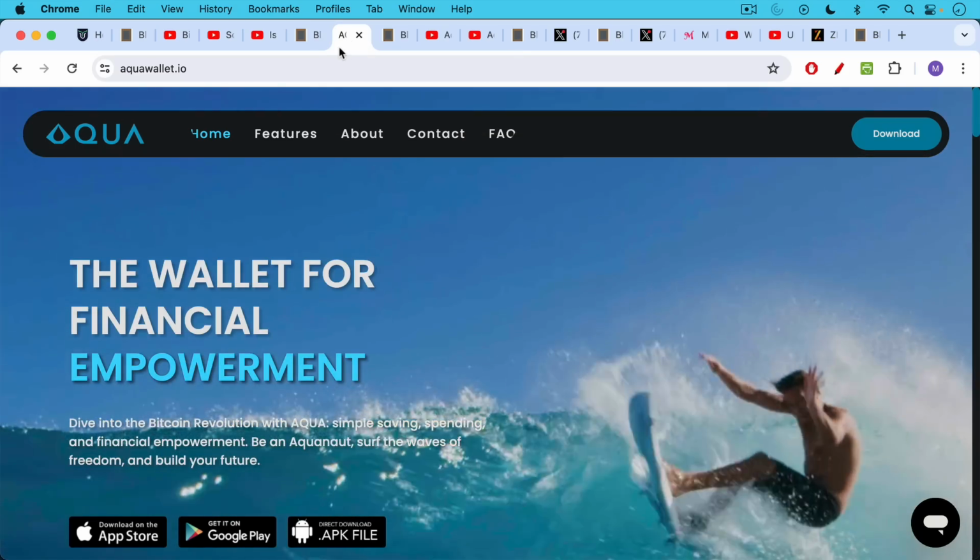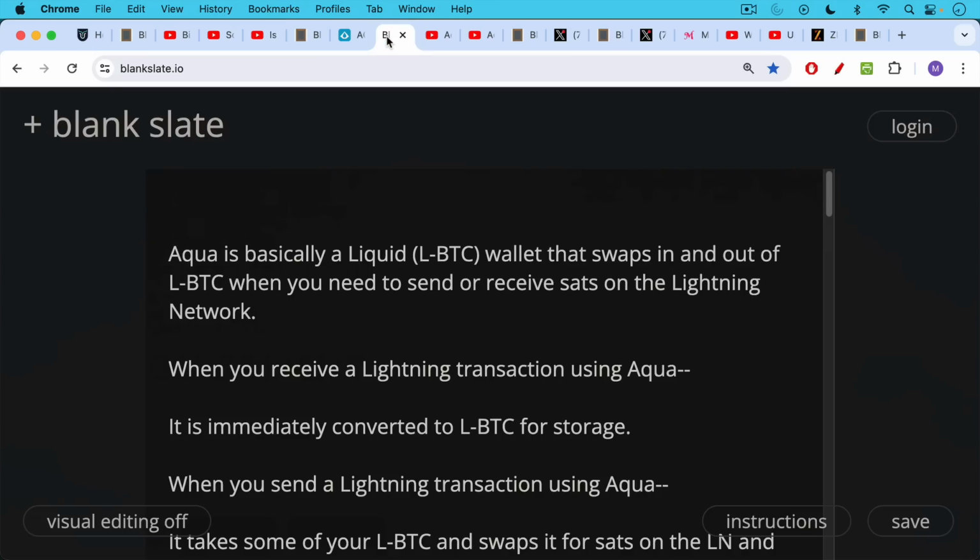Yesterday, we talked about the Aqua Wallet, and there were a lot of questions about it and how it compares to other Lightning wallets, which is what I want to talk about today. As we said yesterday, Aqua is basically a Liquid, an LBTC wallet that swaps in and out of LBTC, which is Bitcoin locked up on the Liquid network. It's basically a Liquid wallet that swaps in and out of LBTC when you need to send or receive sats on the Lightning network. So it's not a pure Lightning wallet, as many of these are understood.